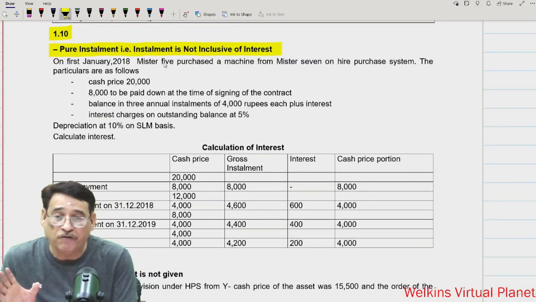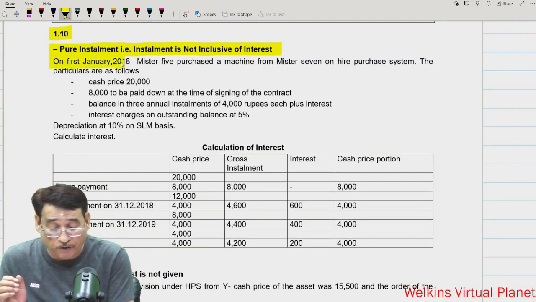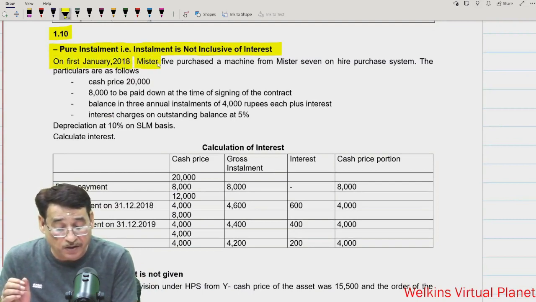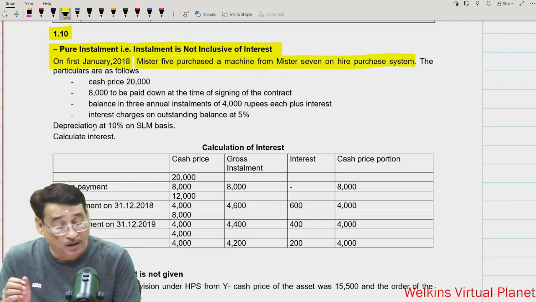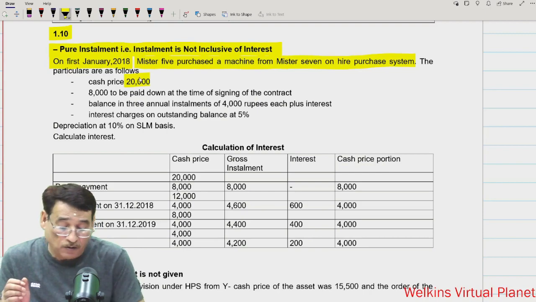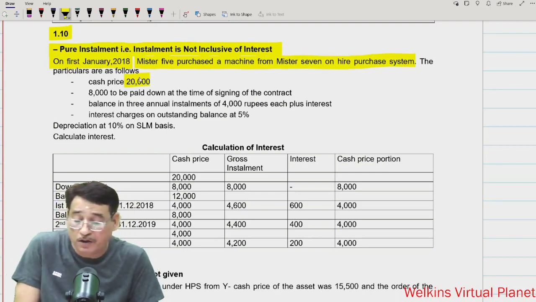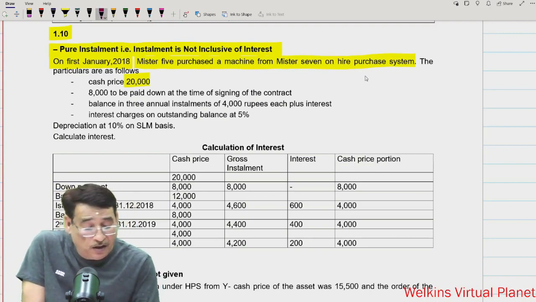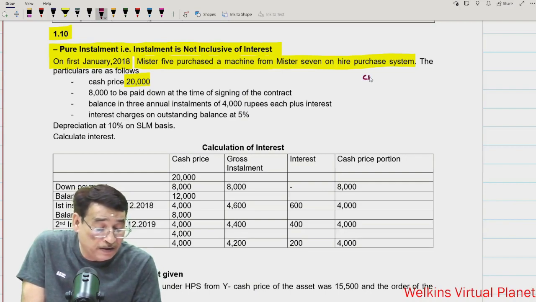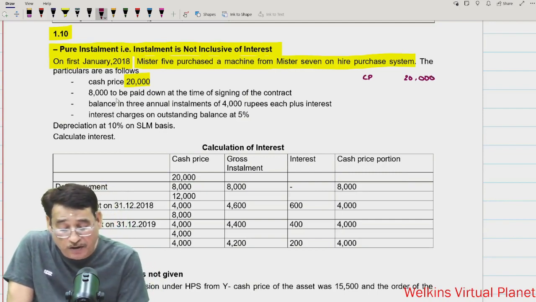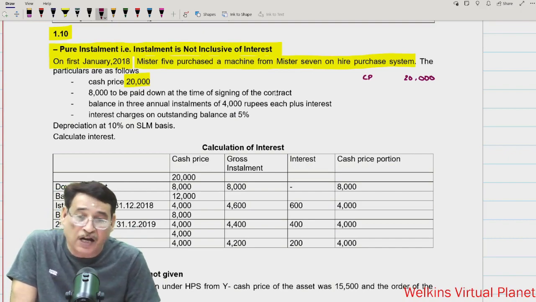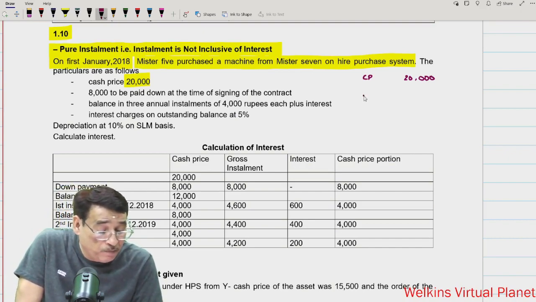On 1st of January, question states that on 1st of January 2018, Mr. 5 purchased a machine from Mr. 7 on hire purchase system. The particulars are as follows. The cash price is 20,000. Now in this question, it is given to us that cash price is 20,000. Okay, I will write here cash price. Cash price is 20,000. Question says that 8,000 to be paid down at the time of signing agreement.